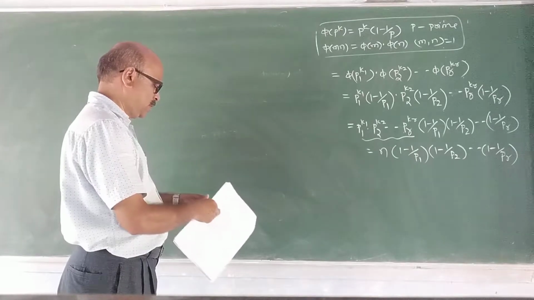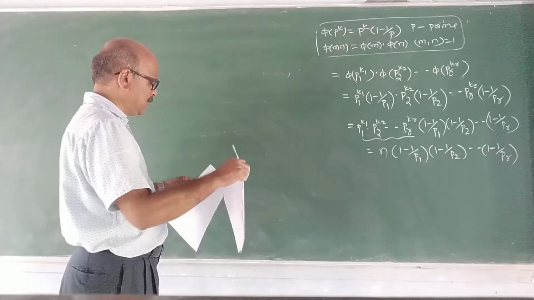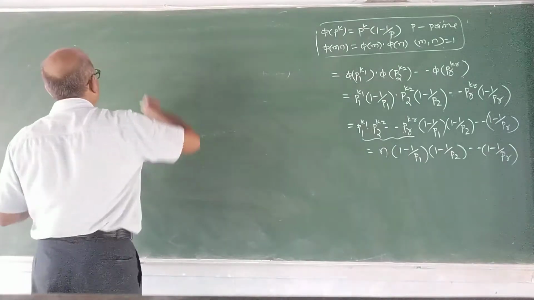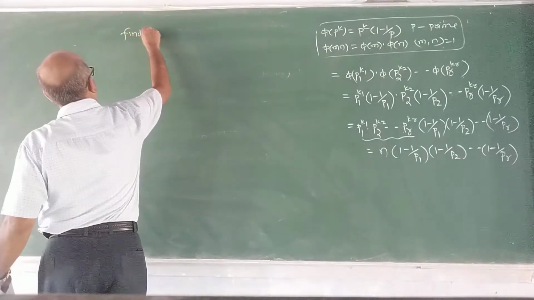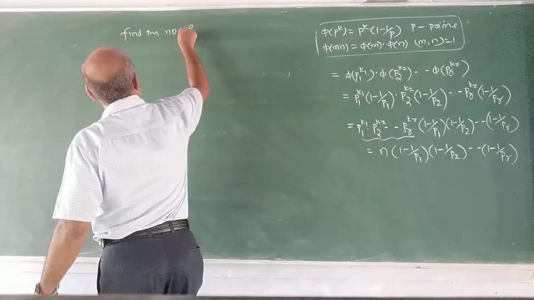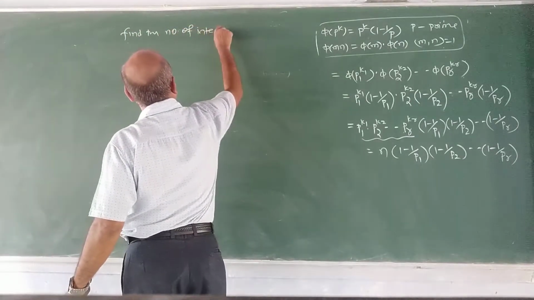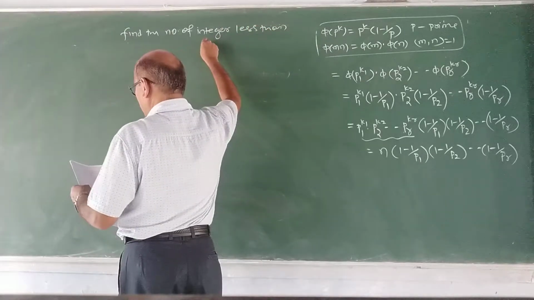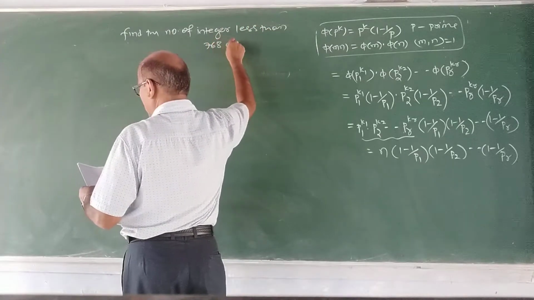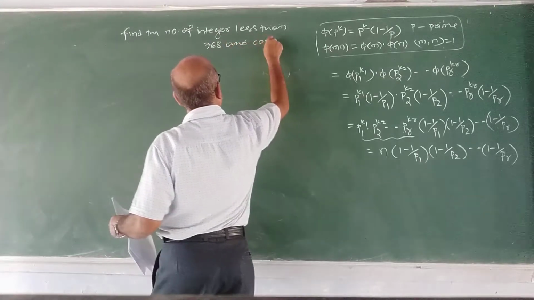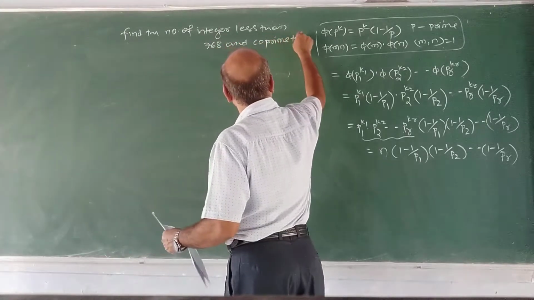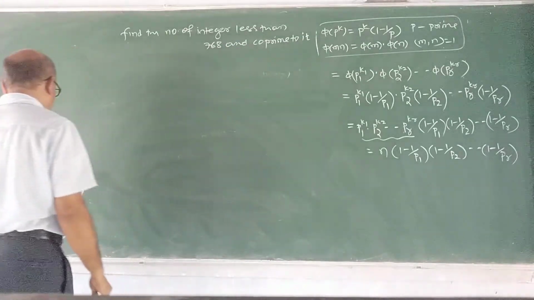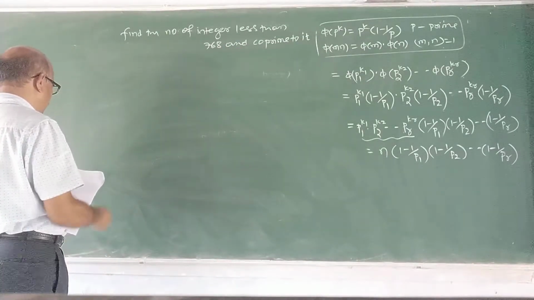Okay, let me consider this example. Find the number of integers less than 768 and co-prime to it.